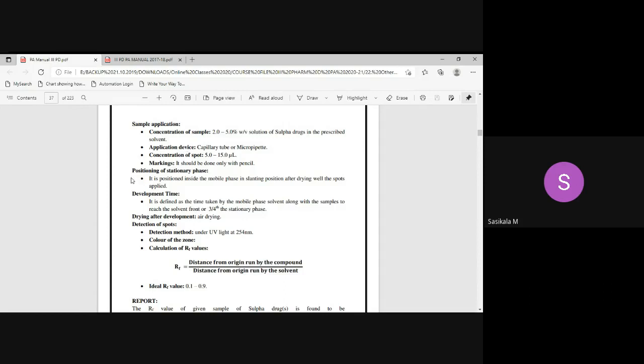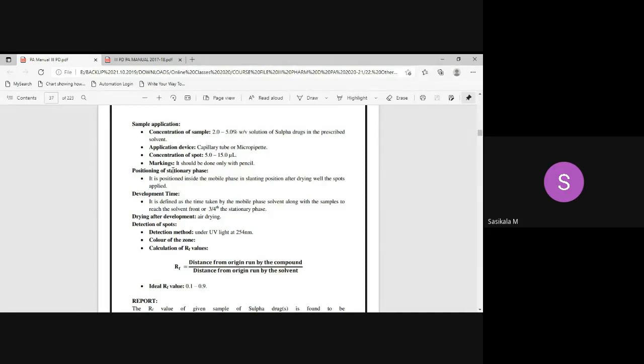After the sample is spotted, markings are done with a pencil or glass marker beside the glass plate. You should not mark over the thin layer plate, because then the thin layer will be disturbed, it will crack and fall down, and you will not get the separation at all. So don't disturb the thin layer you have prepared and activated. You can use the glass plate for marking the baseline and solvent front.